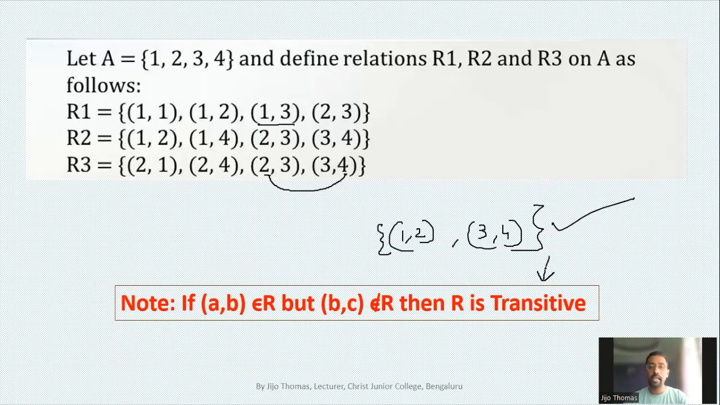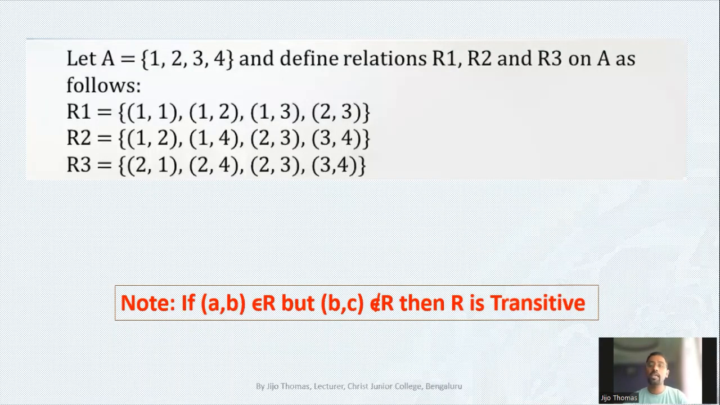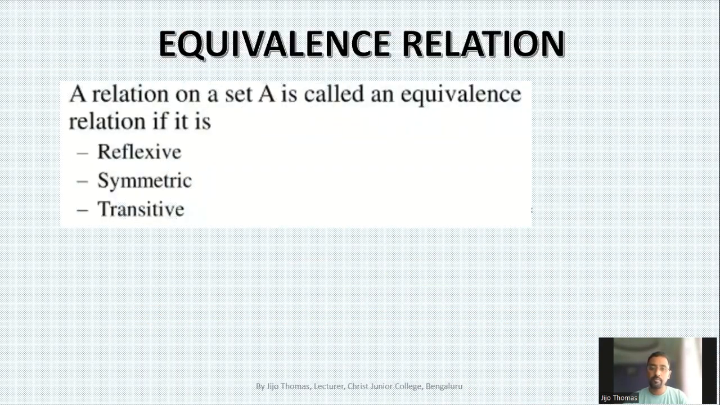Hope all the three types are clear: reflexive, symmetric, and transitive. If a relation is reflexive, symmetric, and transitive, then it is called an equivalence relation.